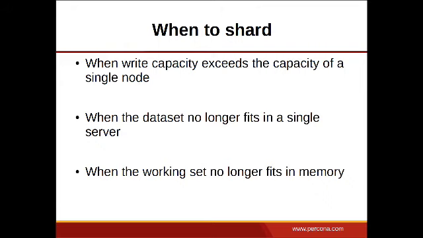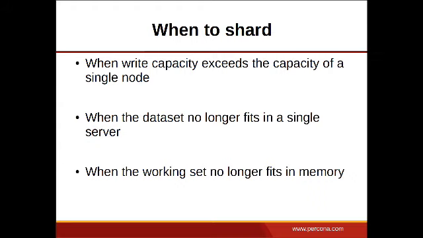The second option is when the dataset no longer fits in a single server. Let's say you have 4 terabytes of data. Well, you can still have local disks, but they will be slow, or you can use a SAN, but that's very expensive. So it can be useful to simply shard the data and have a smaller data set on each shard, and then be able to use fast local disks.